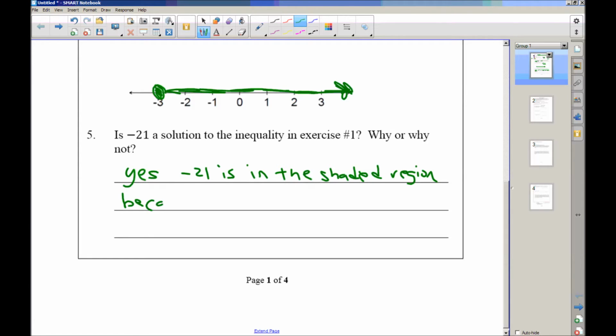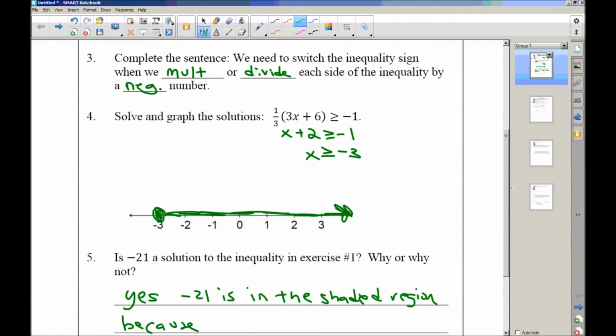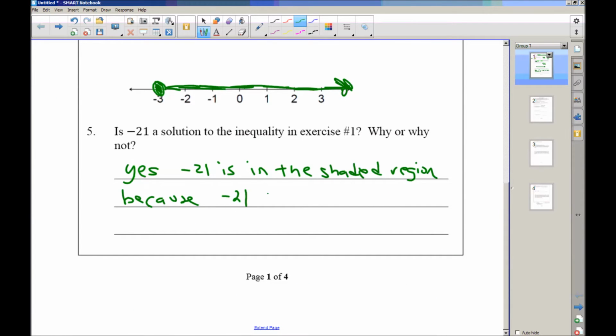Because, and let's read the inequality one more time and replace x with -21. -21 is less than -4. Because -21 is less than -4 is a true statement. Okay, so there's two ways to tell. You could substitute in for x, which we did in this part, and see if it's a true statement, which it is, or you could just look in the shaded region if you happen to have a graph. Okay. All right, this concludes page 1.